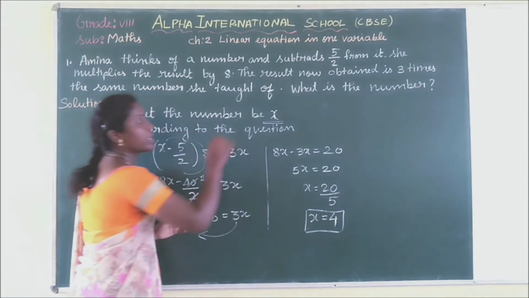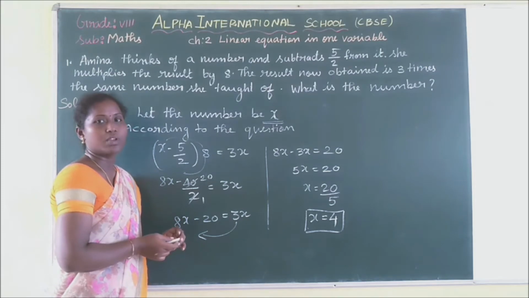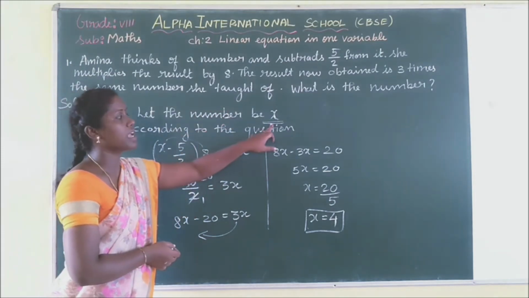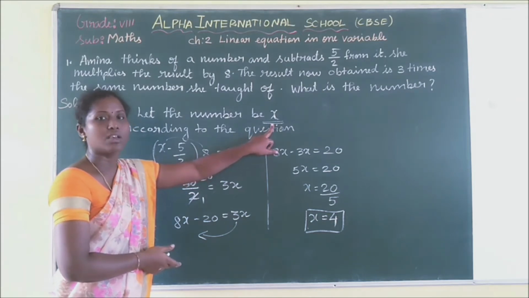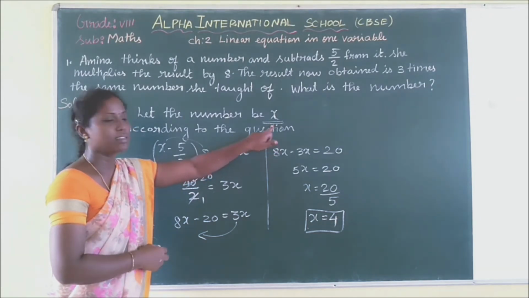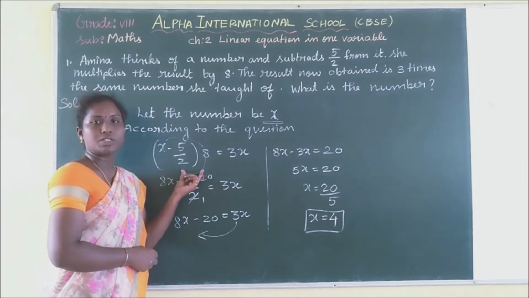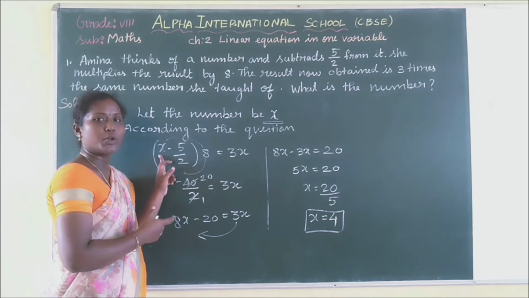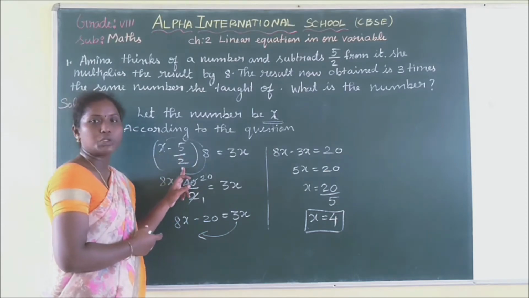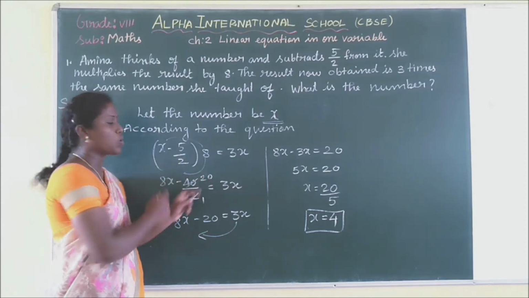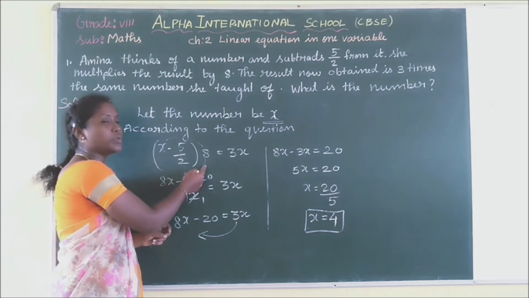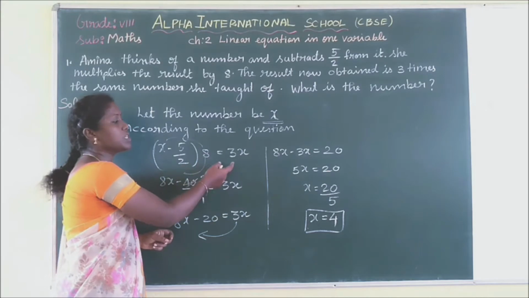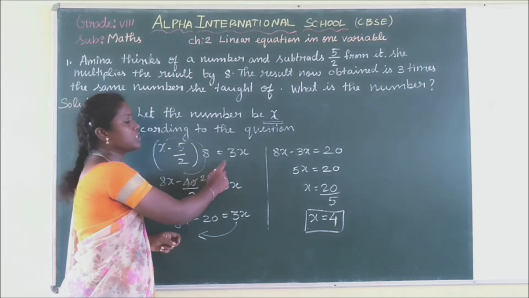So the required number is 4. See here, read the question twice. We take the unknown number as x, what she thought of in her mind. According to the question, form the equation. From the unknown number they are subtracting 5/2, and the result is multiplied by 8. So (x minus 5/2) into 8, subtracting and then multiplying by 8, is equal to 3 times the same number, which is 3x.